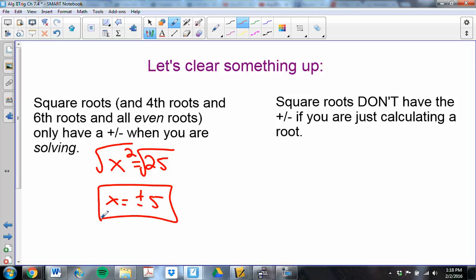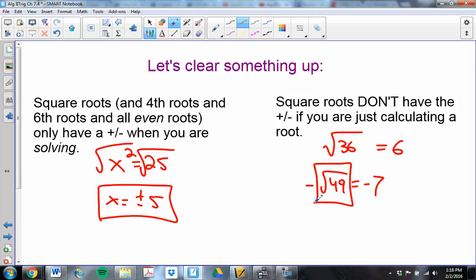But if you don't have to solve, if you're just calculating, like if you just have this, the answer to this question is not plus or minus 6. This is literally asking, what is the square root of 36? And the square root of 36 is just 6. I could ask for the negative. The negative square root of 49 is negative 7. But that's because I'm just doing the square root of 49 and then making it negative.